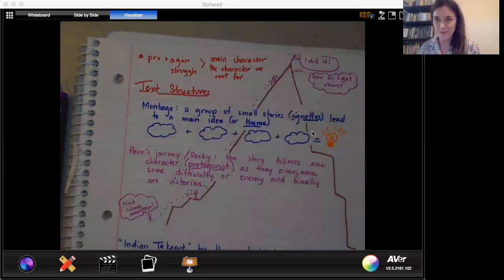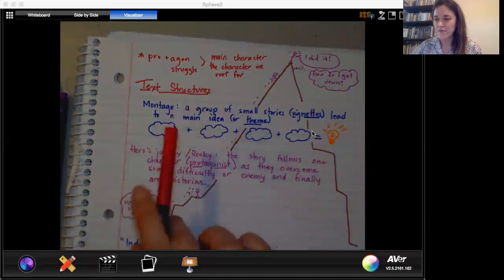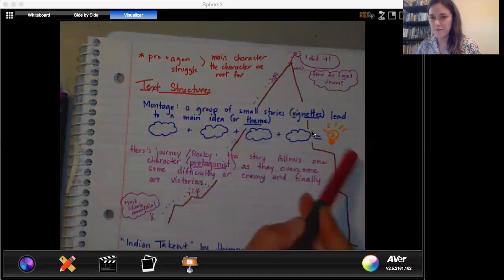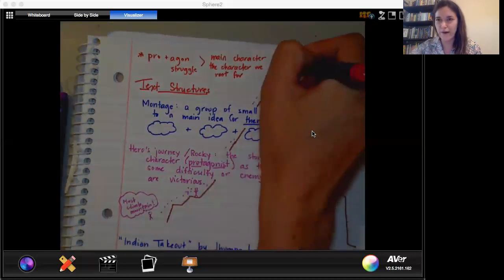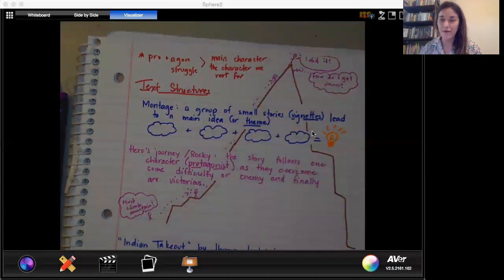Okay, so we have these two sorts of stories, right? We have these ones with little images that lead up to a big idea, or we have this one where we follow one person as they overcome a big difficulty or succeed in some big, meaningful way.